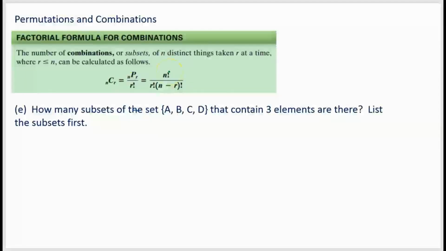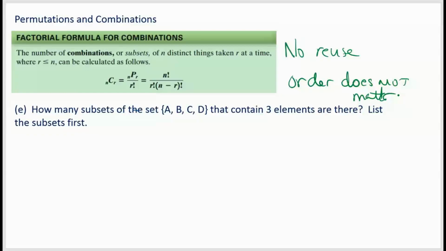Now there's two things that are terribly important when you're using this formula. You only use it when you have no reuse of your values. So no reuse. And you also use it when order does not matter. Just like when you're building a subcommittee or a committee of people from a group of people. It doesn't matter if it's Bill, Charles, and then Evelyn, or Evelyn, Bill, and Charles. It's the same exact group of people.